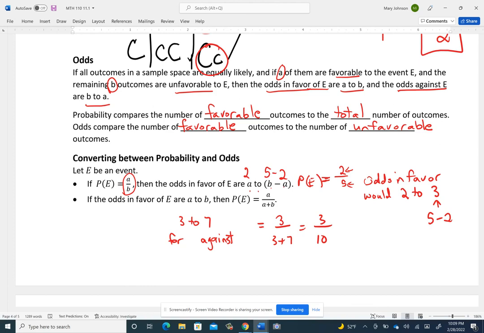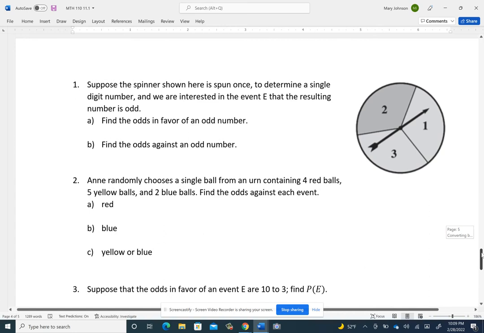Okay, so let's look at these questions here. I think we did one of them super quick at the end of class, but I just wanted to look at them again. So here we have a spinner. It's going to be spun once, and we are interested in the event that the resulting number is odd. Okay, so we want the odds in favor of getting an odd number. So there's 2 odd numbers out of the 3. So the odds in favor of an odd number are 2 to 1. If we wanted the odds against an odd number, we would flip that around and say 1 to 2.